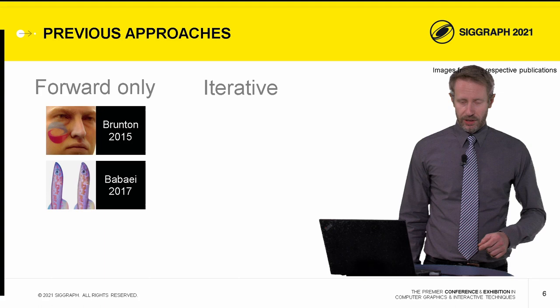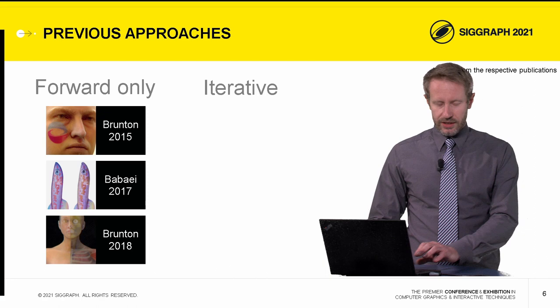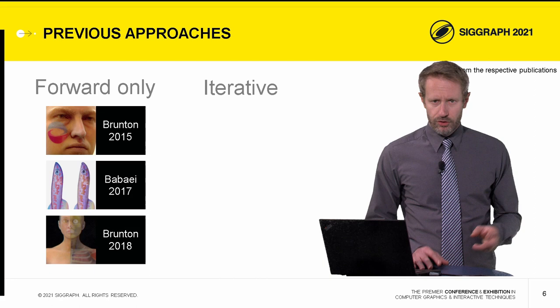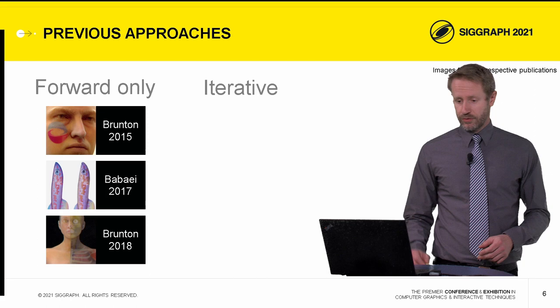Later in 2018, Brunton and others show how to make deliberate use of the transparent materials. They use them to control subsurface scattering and fabricate objects that have transparent parts. Our method is also capable of doing the same and takes full advantage of the available transparent material.